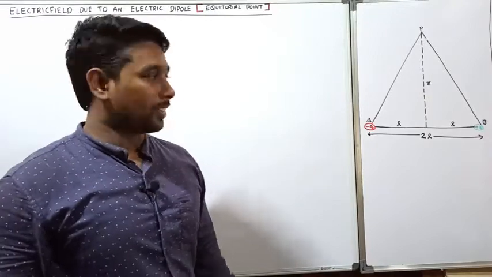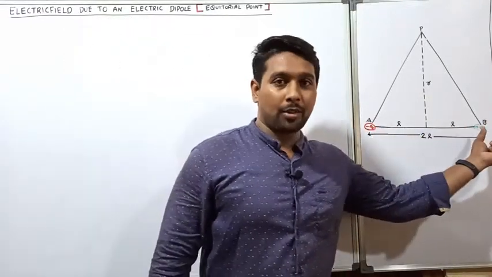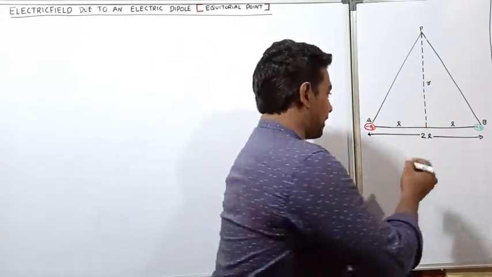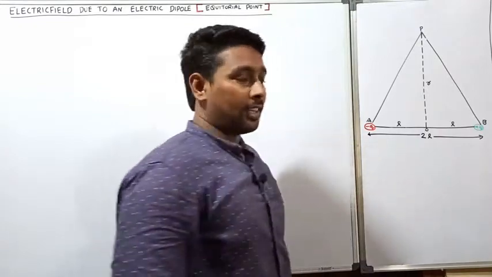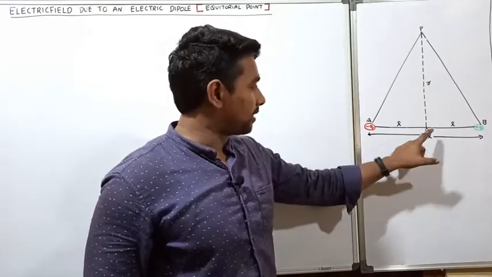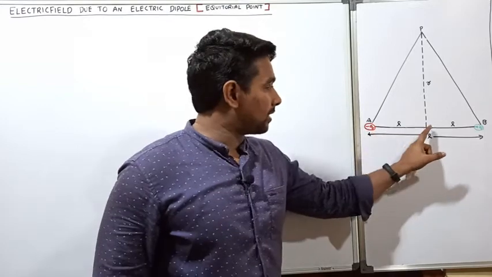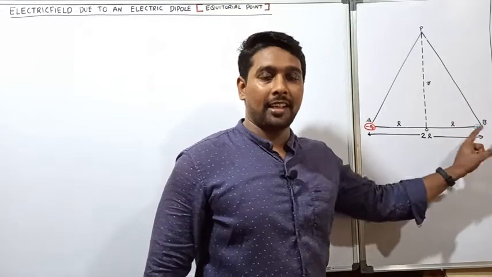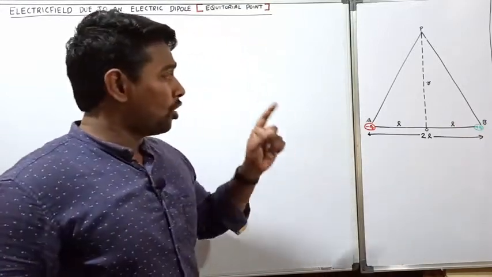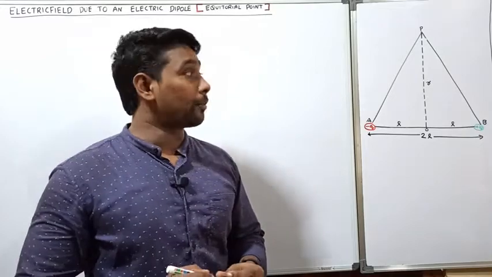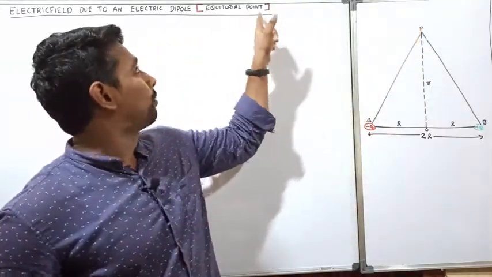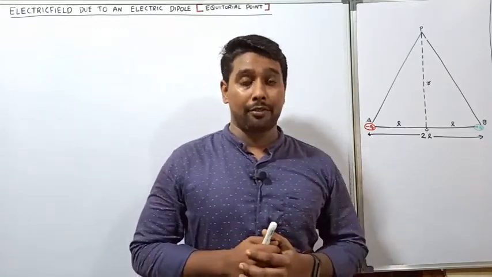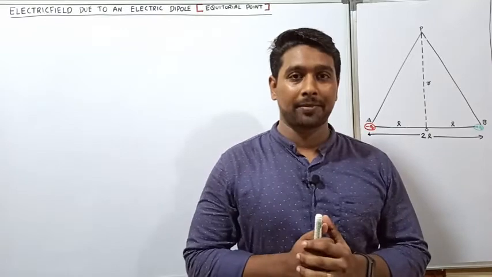First of all, we consider two charges minus q and plus q separated by a very small distance 2L. That means from the center O up to A this distance is L, and from the center O to here is another L. So we are going to find the electric field at this point, which is called the equatorial point. We already learned how to find the electric field due to a point charge.